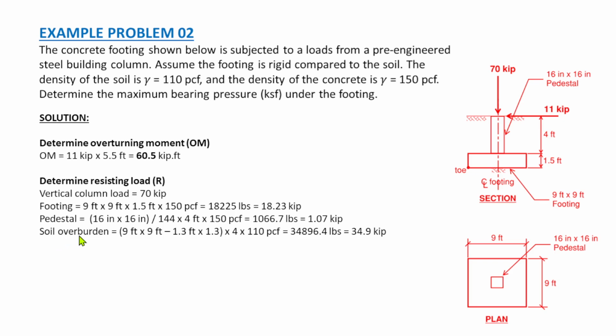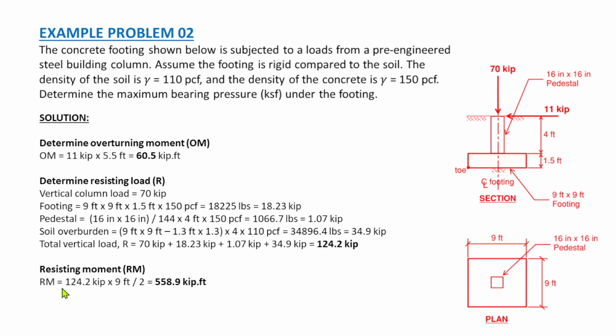Now the overburden soil: we have 9 feet by 9 feet, and we will deduct the area of the pedestal because we have already accounted for that previously. Times the height, 4 feet, times the 110 pounds per cubic foot, it's equal to 34,896.4 pounds, or 34.9 kips. So the total vertical load, the resisting load R, is equal to 70, which is the vertical load from the columns, plus 18.23, the footing weight, plus 1.07, the weight of the pedestal, and also 34.9, the overburden weight of soil, which is equal to 124.2 kips.